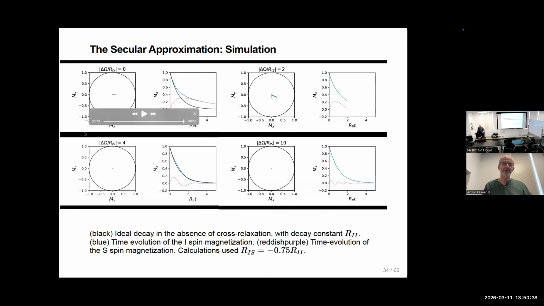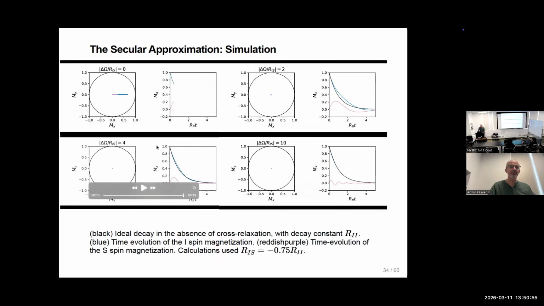And try to get these to run independently of each other. Okay, so let's just watch the first one here. The chemical shifts are degenerate. Delta omega is the difference between the chemical shift of the I spin and the S spin. And I can just run this one. You can see what happens.